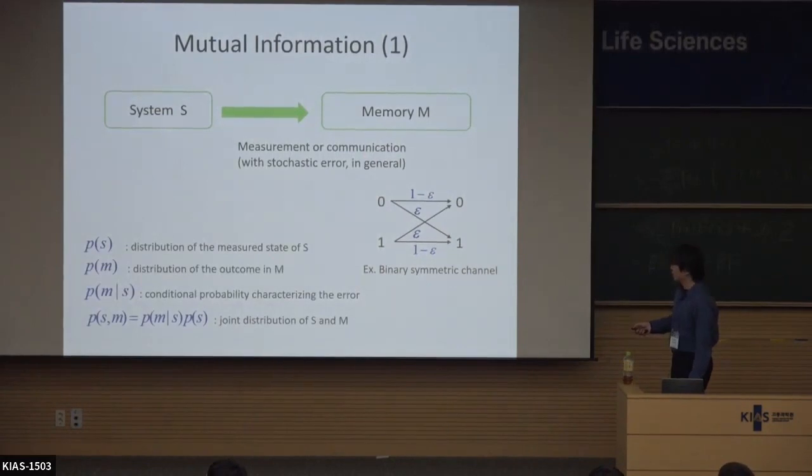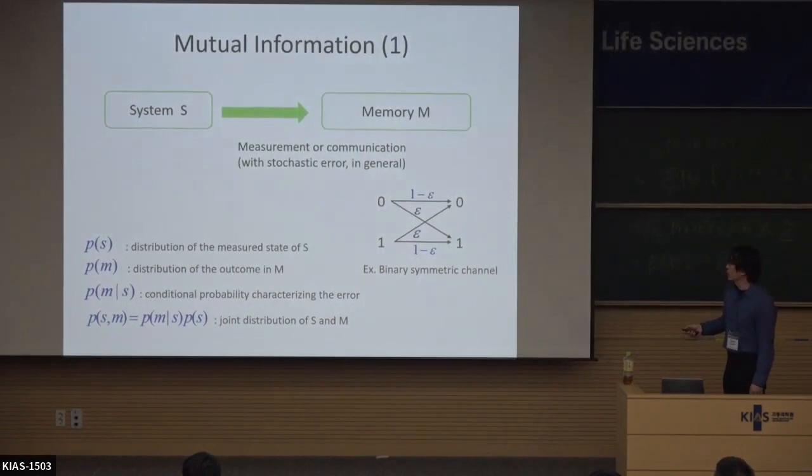Well, more formally, we can define several probability distributions. This P of S is the original probability distribution of the system. And this P of M is the probability distribution of the memory. And this P of M given S represents the conditional probability of the memory. I mean, this means the probability of M under the condition that the original state is given by S.